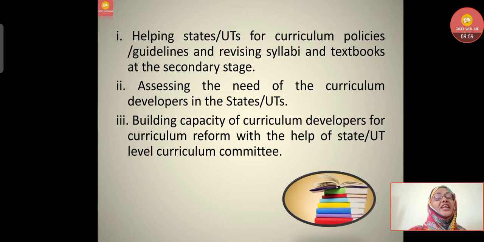And then assessing the need of the curriculum developers. Obviously, those who are developing the curriculum need to be assessed whether proper content is recommended or not. Then building capacity of curriculum developers for curriculum reform with the help of state or union territory level curriculum committee. Obviously, the capacity should be built among the curriculum developers, on what kind of reforms should be there.